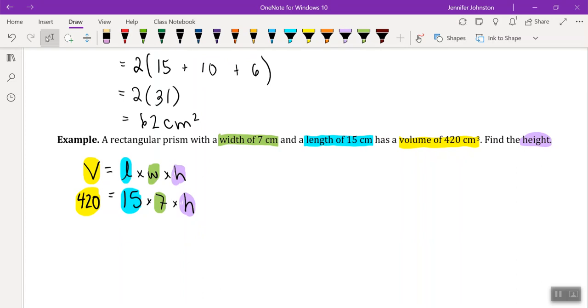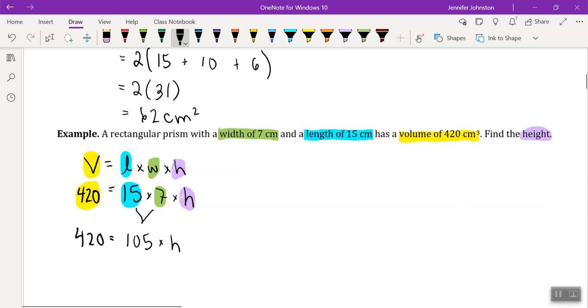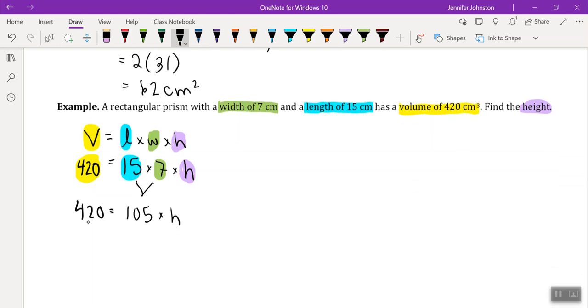All right. So let's put things together that we know. Well, the 420 is hanging out over on the left-hand side. We can't do anything with that. But we can put these two together, 15 times 7. And 15 times 7 is 105 times H. All right, so that's what we have. When we put those two together, we got 105. How are we going to find H? So what this is saying is 420 is equal to 105 times what?